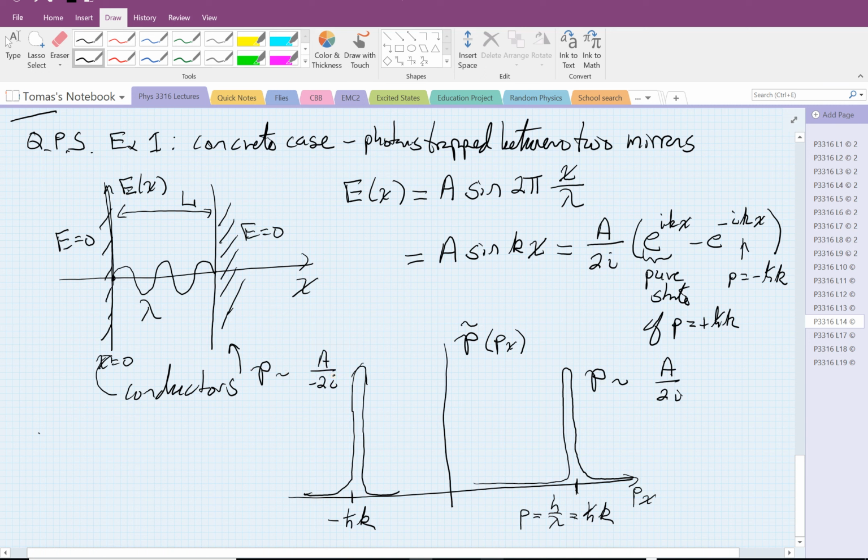And the question then is, well, how do we take these weights and actually get probabilities out of them? Well, first, probabilities have to be positive. So I've got a problem. I've got a plus term and a minus term. But even worse, probabilities, of course, have to be real. And what I have here are complex numbers.